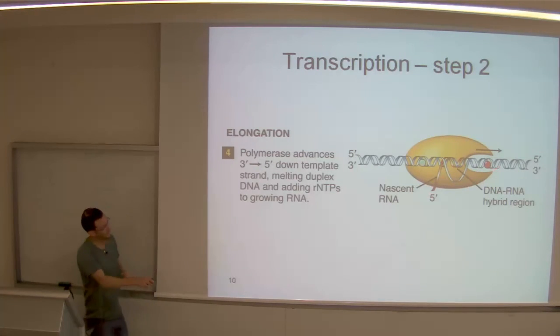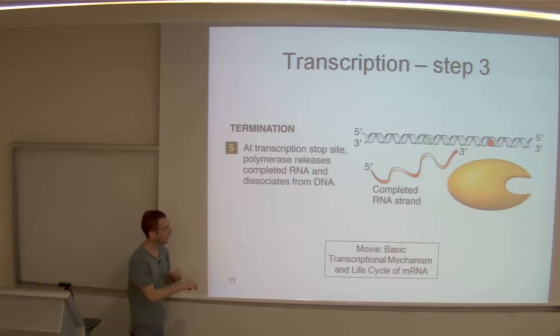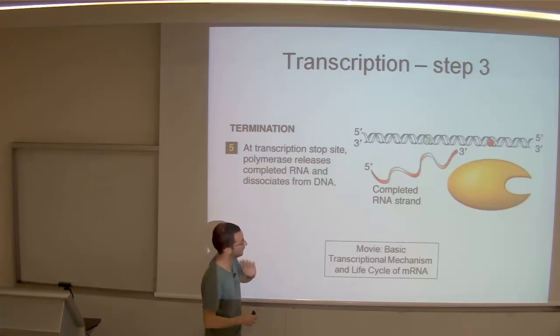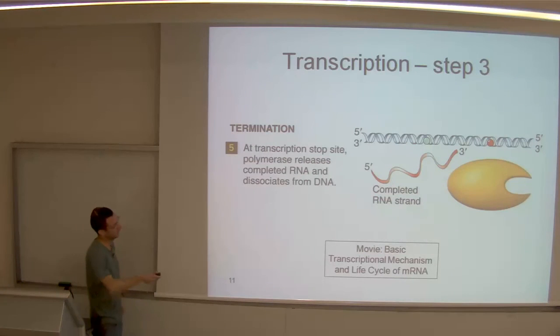And when it meets its stop codon, again a specific sequence on the DNA, that's when we call this process termination. So when it binds to this stop codon, the RNA polymerase dissociates from the DNA template and also releases the complete RNA strand.